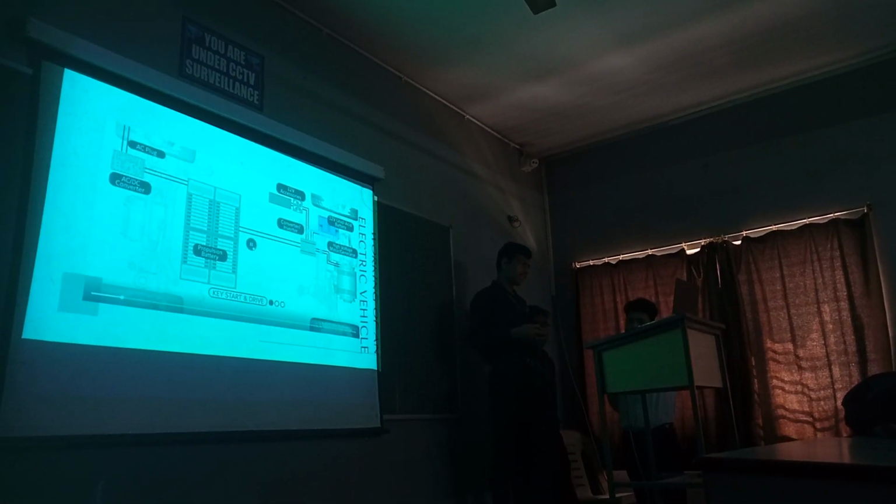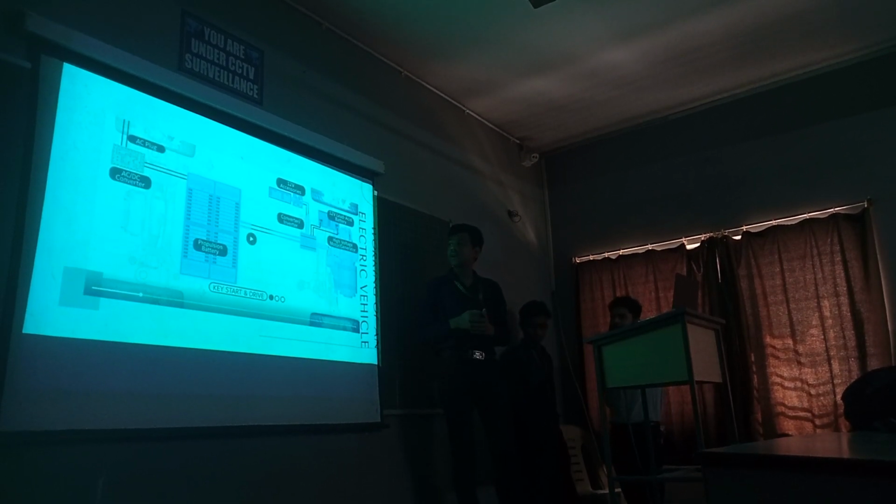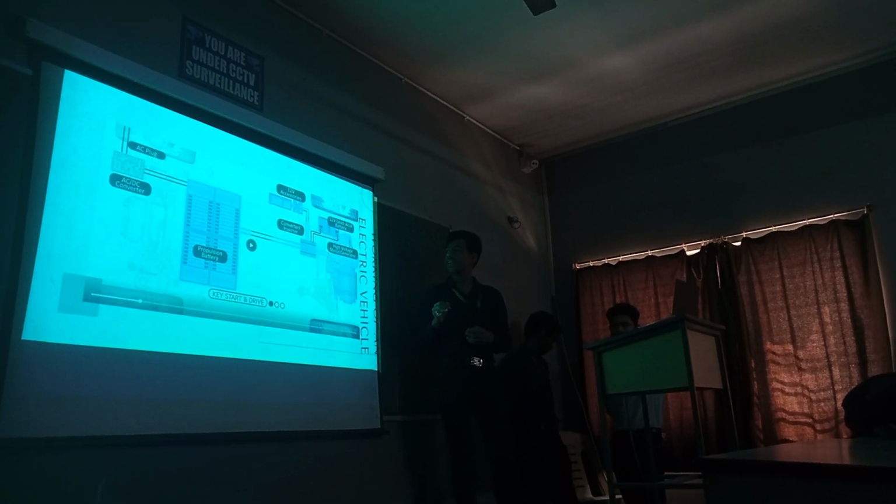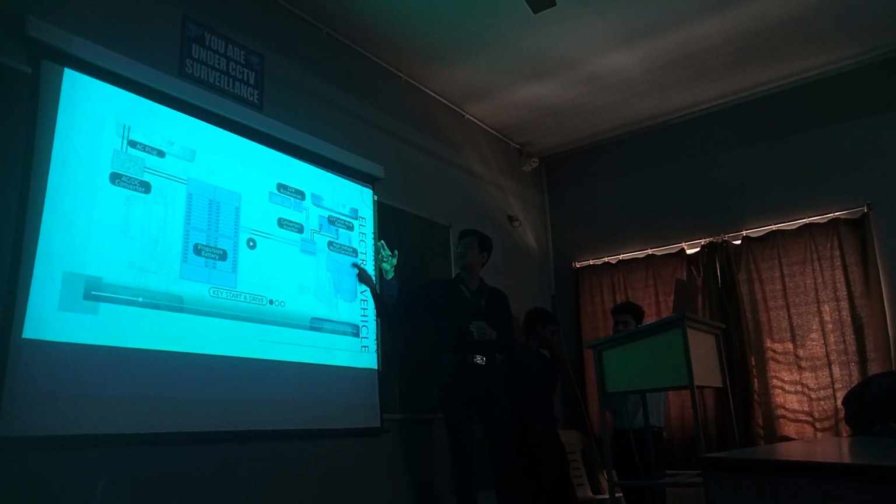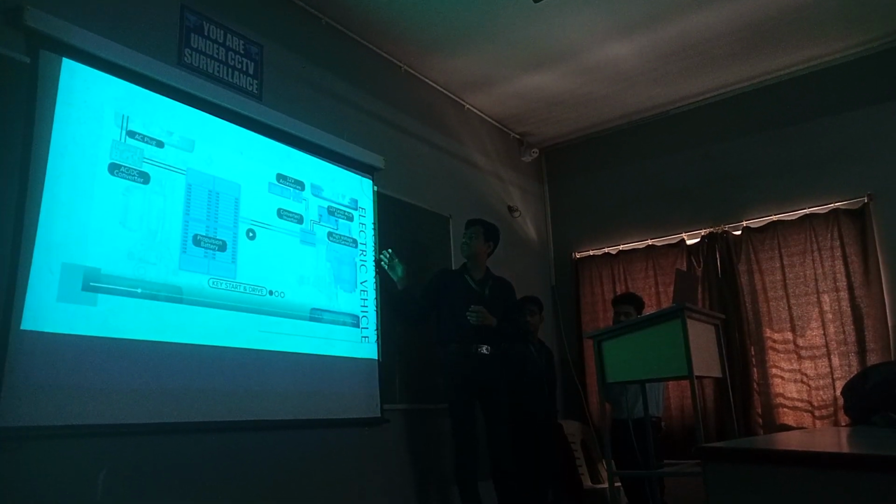Let us now look at the current flow of the electric vehicle. So firstly, there is the propulsion battery. The propulsion battery provides the DC current and it is supplied to the converter or inverter. It converts the DC current into an AC current and provides it to the motor.